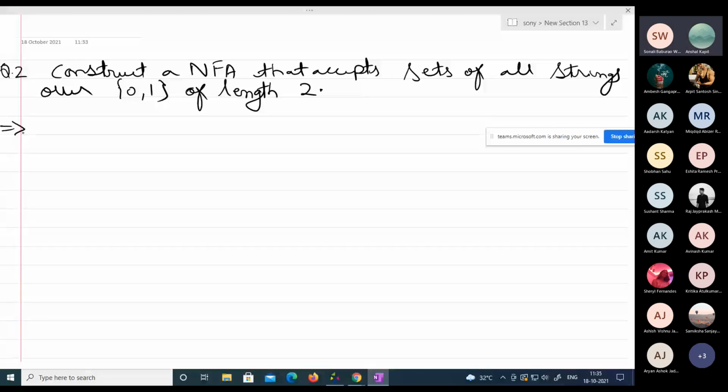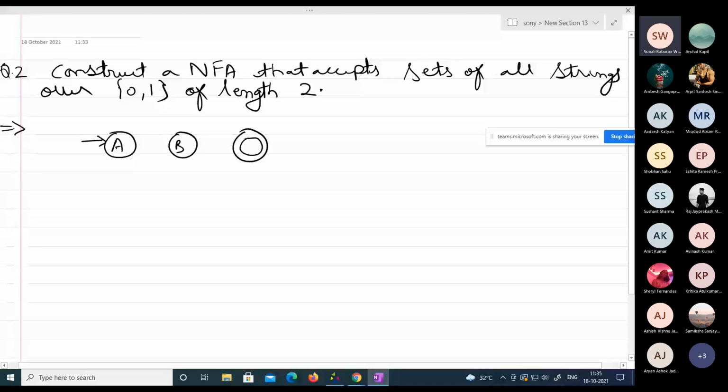Then we'll have to make at least 3 states, ma'am. Yes, very good. We'll make 3 states, A, B, and C. C will be my final state. A to B on 0, 1, and then B to C on 0, 1. That's all? Yes, ma'am. Yes, you are absolutely correct. This is our NFA, which is proper.